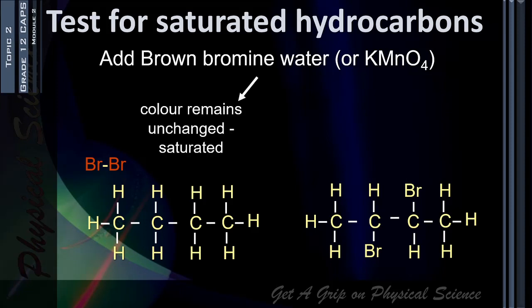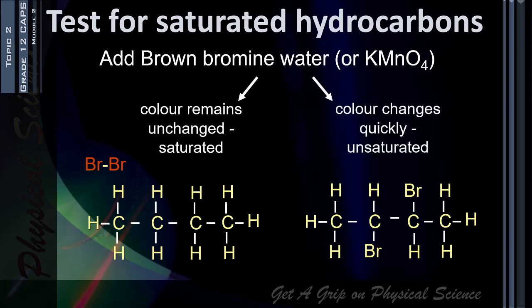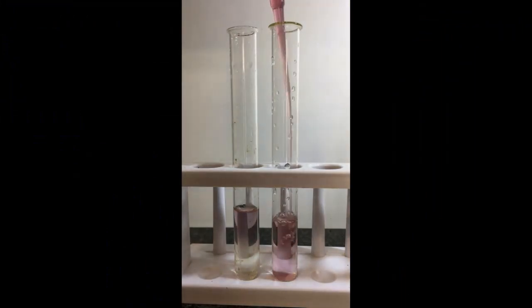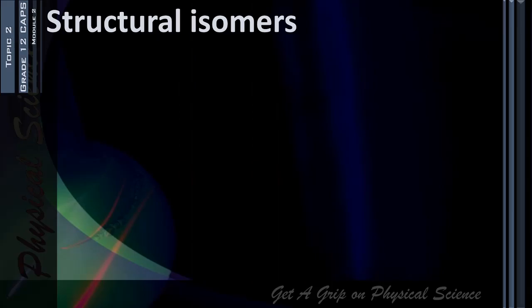So if we add brown bromine water and the color remains brown, we know that the sample is a saturated hydrocarbon. But if the color changes immediately and quickly, we know that the sample is an unsaturated hydrocarbon. A few drops of the brown bromine into the unsaturated solution, and you can see how the brown disappears. But a few drops into the saturated solution and the brown remains.